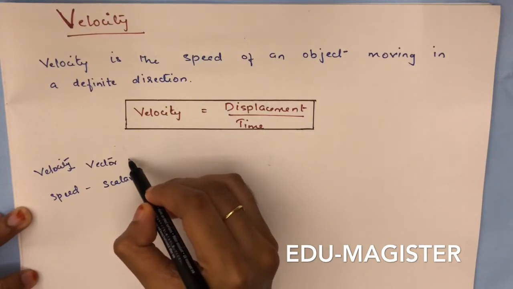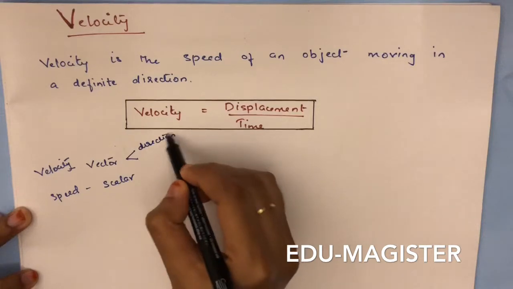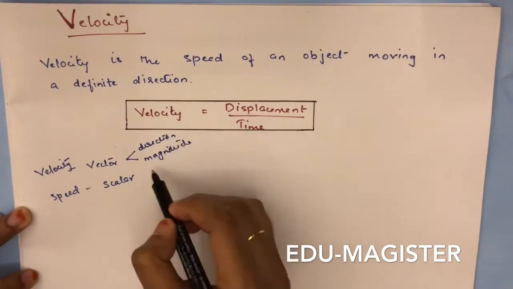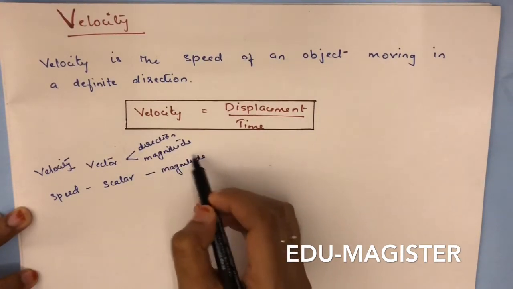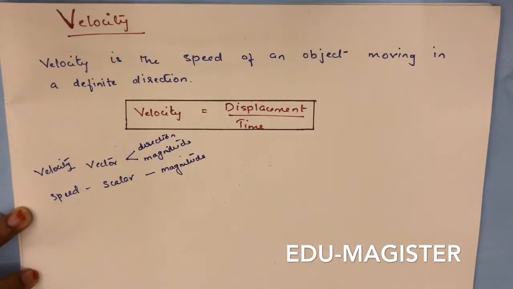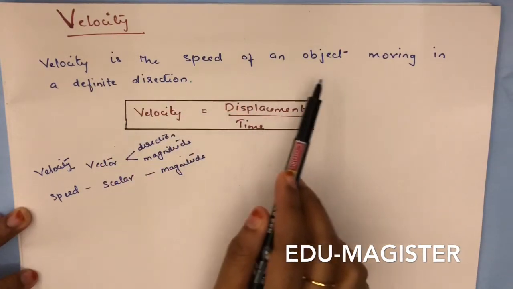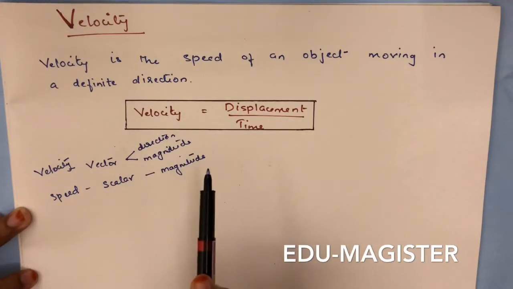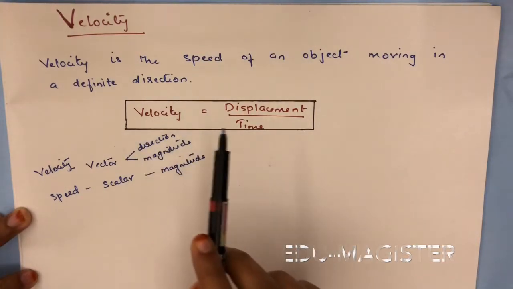Vector quantities have both direction and magnitude, whereas scalar quantities have only magnitude, that is, they contain only the numerical value. Now, velocity is the speed of an object moving in a definite direction. That means if the object is moving in only one single direction, then velocity will be equal to the speed of the object.